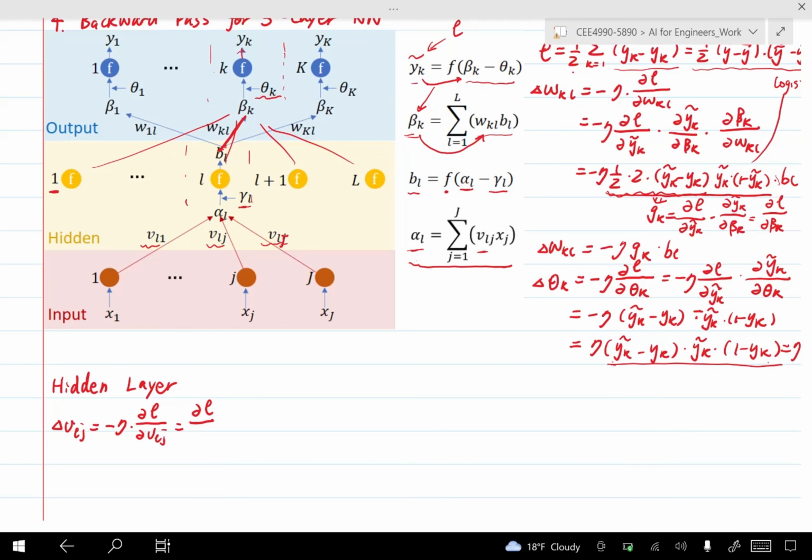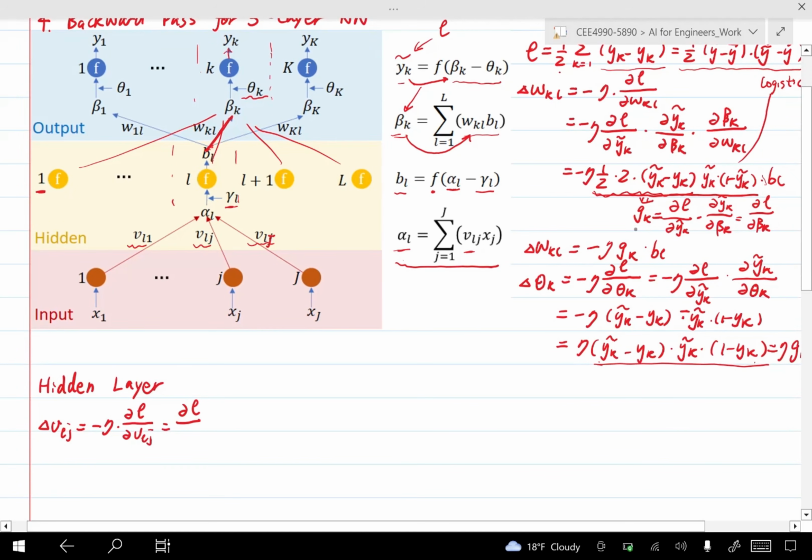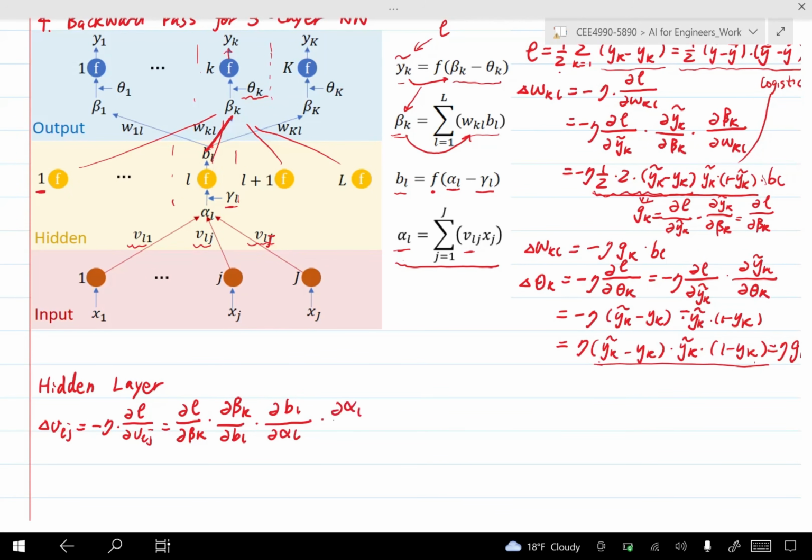That's a long chain, but let's make one simplification, because in the first step we made a simplification. We said that gk equals partial L, partial beta k, right? It's a short part of the long chain. There's something between them, but I will make the simplification. We jump from L to beta k directly because we've already defined it in the first step. Then beta k is a function of b sub l, and b sub l is a function of alpha l, and alpha l is a function of what we are interested in, that is V sub Lj. Here we go. Now it's done.